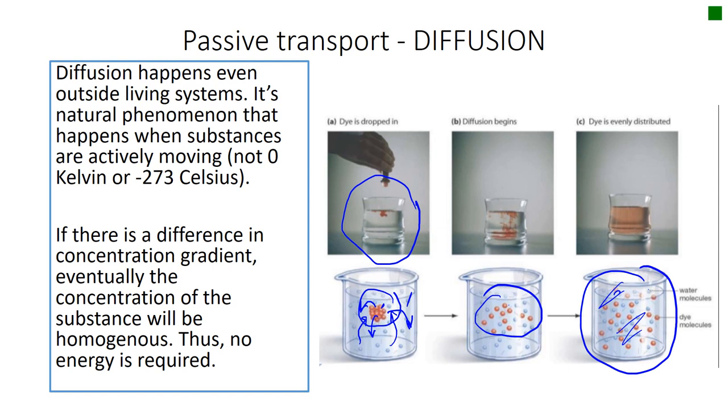So this passive transport is called diffusion. Diffusion can happen either in living things or outside of living things. Because it is a natural phenomenon, as long as there is a temperature or heat, the molecules are moving, that's why it does not require energy. It'll just happen.